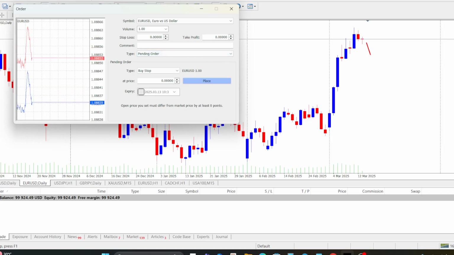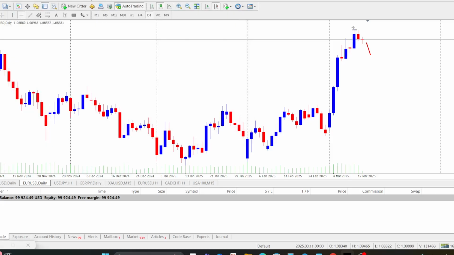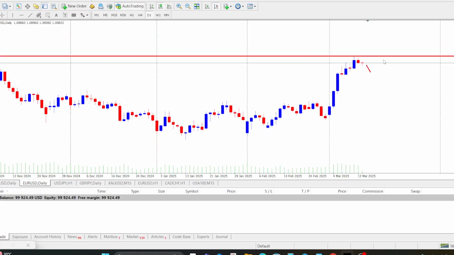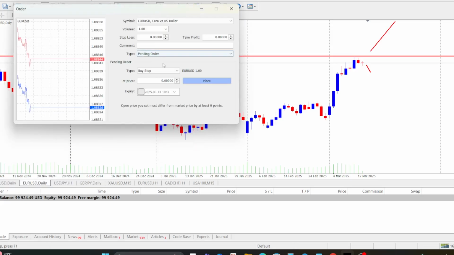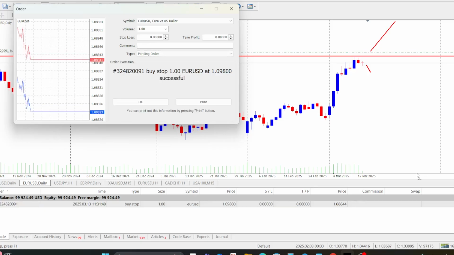For example, Euro USD is trading at 1.088, and there is a resistance level around here. So assuming you are expecting this resistance to be broken, and that after it is broken the price will continue going up, you can set a buy stop above that resistance, maybe around 1.098. So when the price gets to that level, if you believe that breaking above this resistance will result in further upside, you can set your buy stop at that level, and once price gets there, it's going to get triggered.